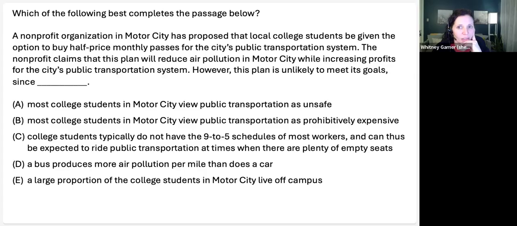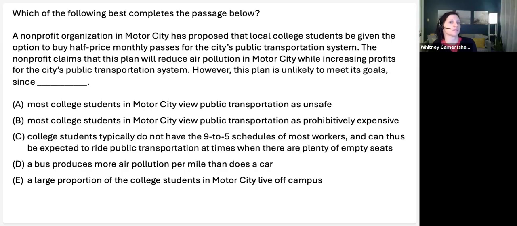All right. A little trickier, a more complex argument with a more complex expectation of what's going to get spit out. Right? We're going to encourage students, give them this option to buy half price passes for public transportation. And it claims it's going to reduce air pollution while increasing profits for the city's public transportation system. However, this plan is unlikely to meet its goals because.